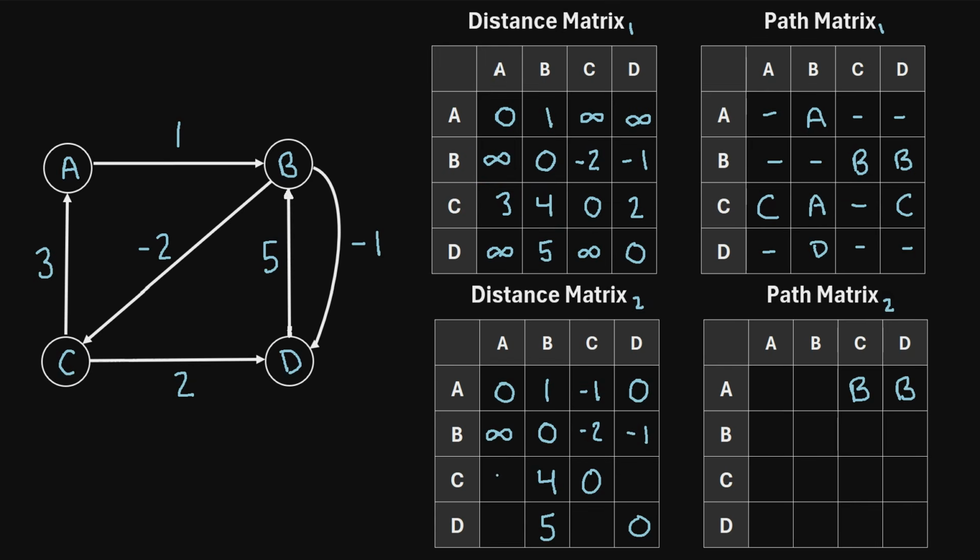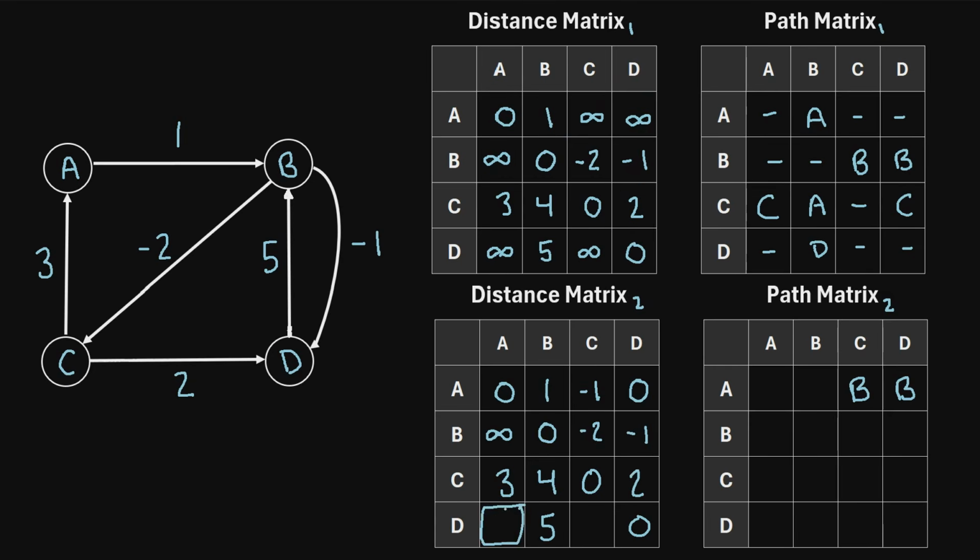No, so we won't update that value. Then we'll move to the next empty cell. So from C to D, the shortest distance is currently 2. But what if we force ourselves to go through B? So from node C to node B, the shortest distance is currently 4. Then from B to D, that distance is negative 1. So we would have 4 minus 1, which is 3. Is that a shorter distance than 2? No, so we won't update that value.